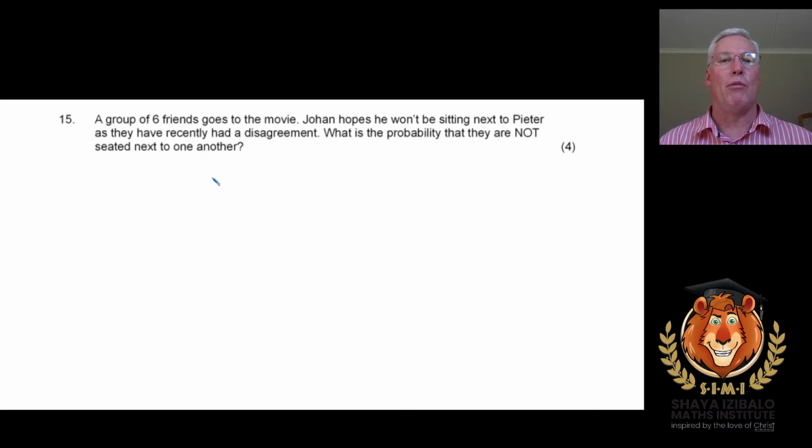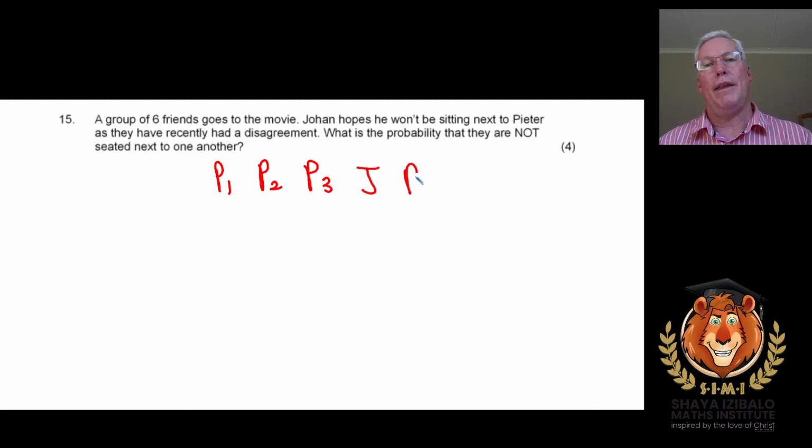Right, so we've got person 1, person 2, person 3, and then we've got Johan and we've got Peter. And the way we're going to work out the number of ways that they don't sit next to each other is by means of a complement. We're going to work out if they did sit next to each other.